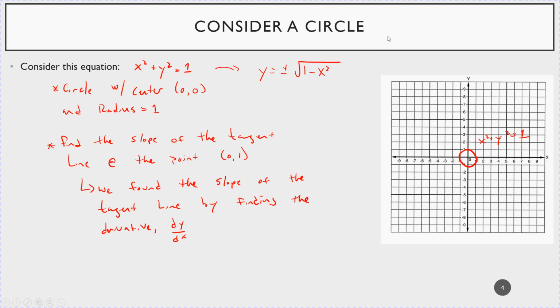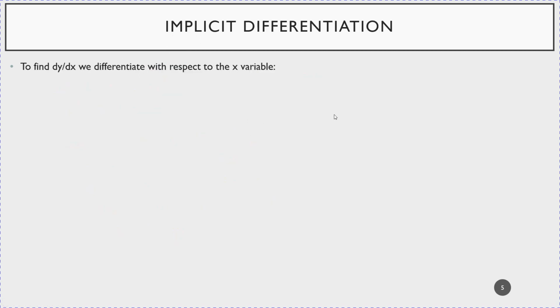All right, so that's what we're going to talk about with implicit differentiation. And this is actually a very, very easy problem to do. We'll come back and revisit this in a second. So to be able to do implicit differentiation, to find dy/dx, we differentiate with respect to the x variable. And it's really important that you recall the chain rule because we use it a lot.